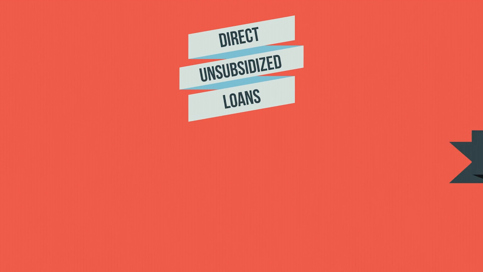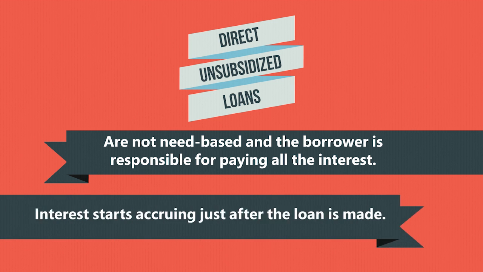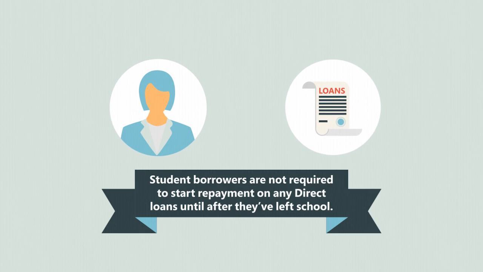Meanwhile, unsubsidized loans are not need-based, and the borrower is responsible for paying all the interest that accrues on the loans. Interest starts accruing just after the loan is made. Student borrowers are not required to start repayment on any direct loans until after they've left school, but any accrued interest will capitalize when the loans go into repayment, meaning the interest will be added to your loan amount.